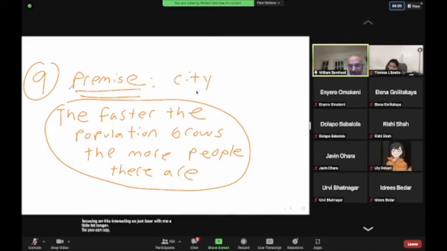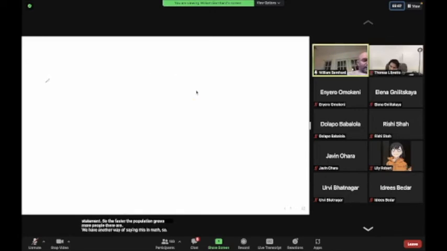So you can say lots of things, but right now it's just the faster the population grows, the more people there are. I guess you could make the following assumption: the more money there is, the faster the money grows, or the faster the money grows, the more money you have. So that's the analogous statement. The faster the population grows, the more people there are. We have another way of saying this in math.